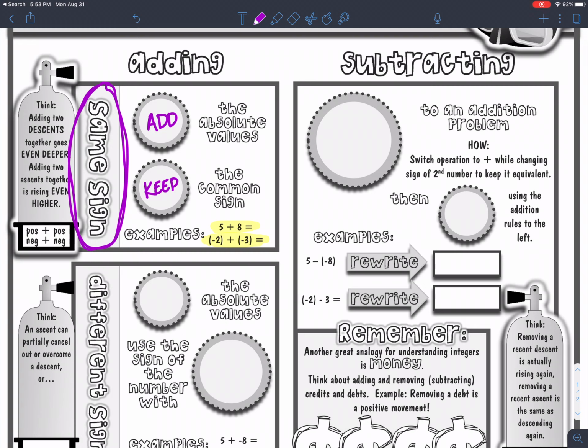What I mean is a 5 and an 8, we're going to add those together, 13. And we're going to keep the sign. Well, the sign is positive here, so we're just going to leave that as a regular 13. This is true also of negative numbers. We add the numbers together, but we're not just adding their numbers, we're adding their absolute values, okay? So the absolute value of negative 2 is 2, and the absolute value of negative 3 is 3. Let me fix that real quick. 2 plus 3, which equals 5. But don't forget, we're going to keep the common sign. And both of them are negative, so we're going to keep it as a negative 5.